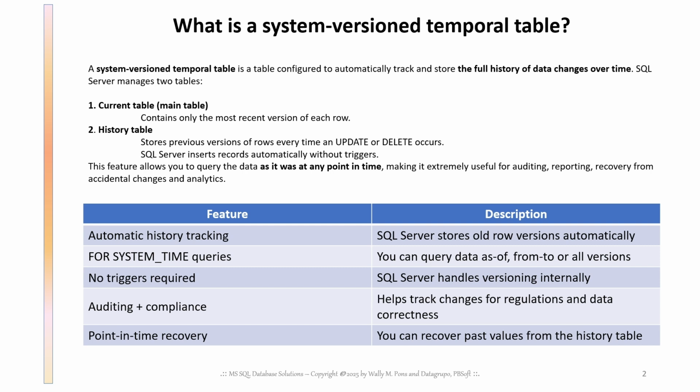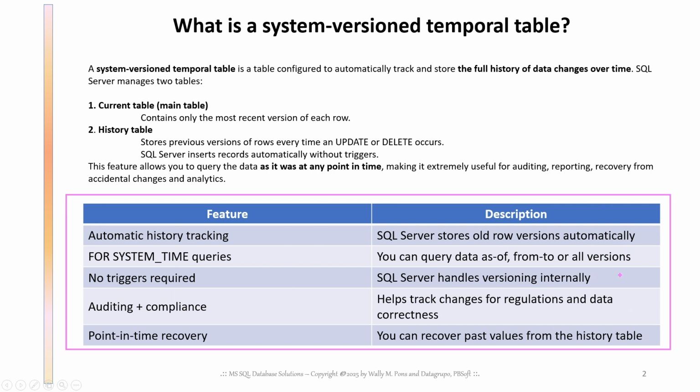The history table stores previous versions of rows every time an update or delete occurs. SQL Server inserts records automatically without triggers. This feature allows you to query the data as it was at any point in time, making it extremely useful for auditing, reporting, recovery from accidental changes, and analytics. Let's take a quick look at the table below right here. One of the main features that you find on system versioned temporal tables is called FOR SYSTEM_TIME. FOR SYSTEM_TIME is an option you use in queries where you can go back in time and get data as of one specific date or specific dates, from old versions.